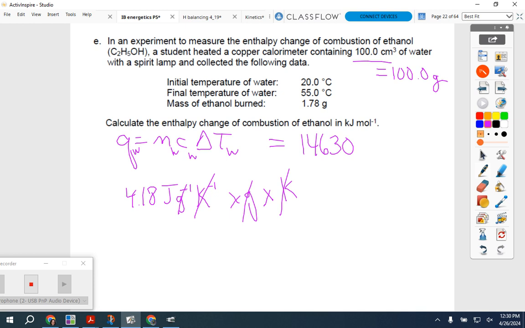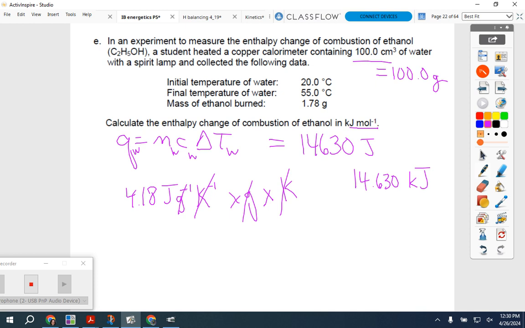Now, we could say joules here. We could also convert this, if you wanted, to kilojoules. You could say 14.630 kilojoules. Okay, both mean exactly the same thing. Don't have to do one or the other. Except that the question does specifically ask us to do it in kilojoules per mole, so make sure that you are paying attention to the units that the question is asking for, because they will mess with you that way, okay? So this is how much heat was absorbed by the water. Is that the answer to our question?